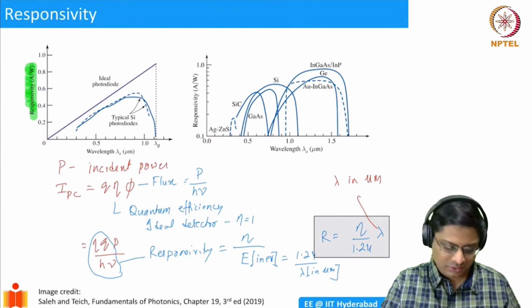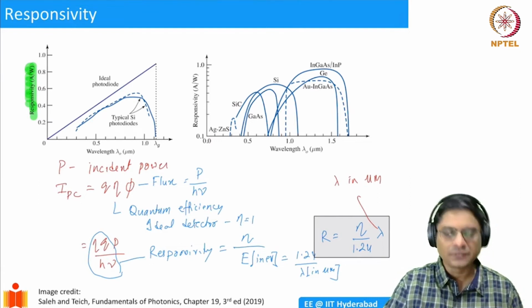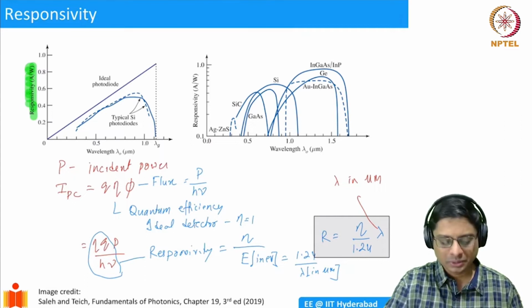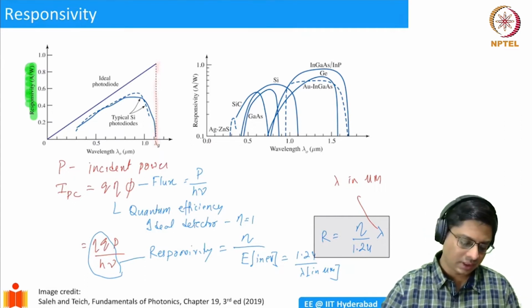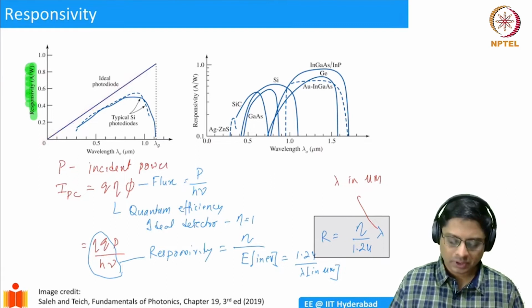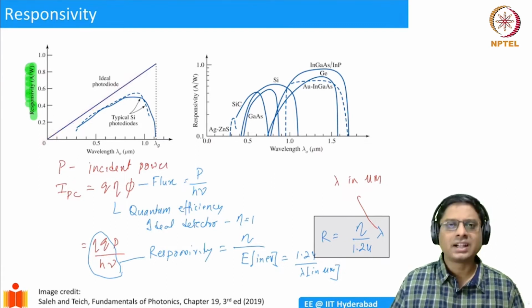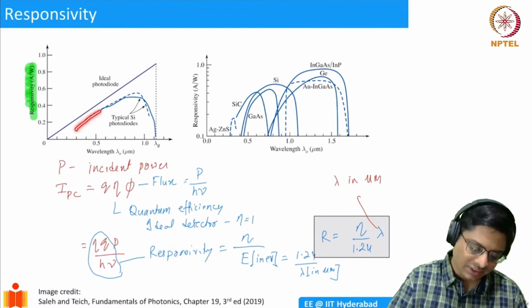If your lambda is larger, of course, it will show something. But what happens is, if you're above the band gap, you're not going to get any responsivity. That's why it quickly drops here. And then for the lower wavelengths, you're going to have smaller current, that is smaller responsivity. But this is the ideal case. If you have a realistic case, the responsivity is going to be something like this.